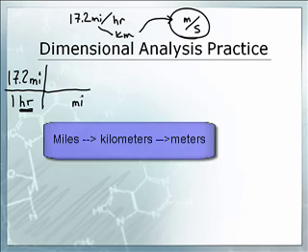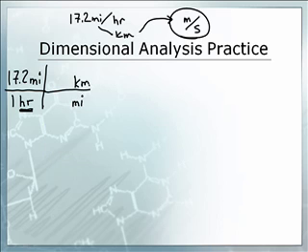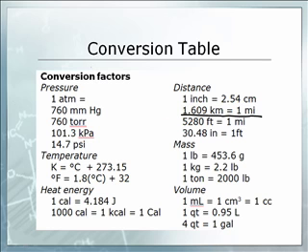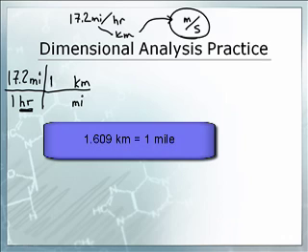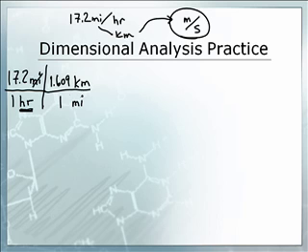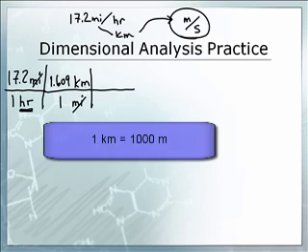Let's make a little road map. I can go miles to kilometers. Now let's look at the number on the chart here. 1.609. There's 1.609 kilometers in 1 mile. My miles cancel. Now I just keep on going on my fraction. Now we can go kilometers to meters.